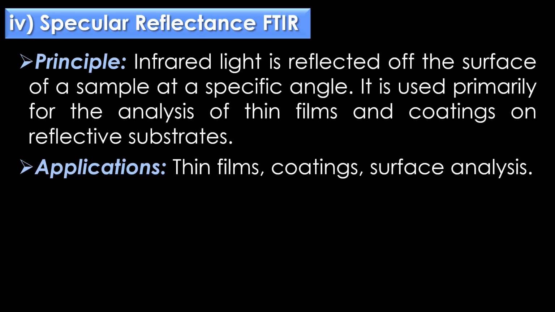The fourth type is specular reflectance FTIR. In this specular reflectance FTIR method, the infrared light is reflected off the surface of the sample at a specific angle. It is used primarily for the analysis of thin films and coatings on reflective substrates. Regarding applications, specular reflectance FTIR is used for the analysis of thin films, coatings, and surface analysis.